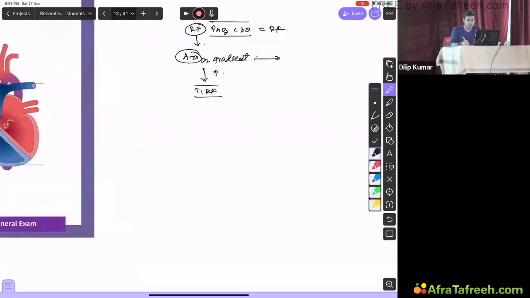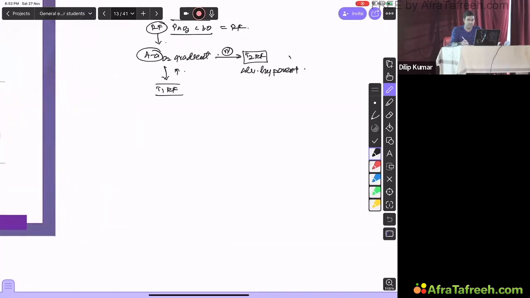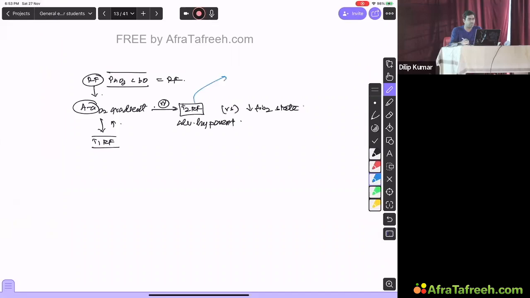If the A-a gradient is normal, there are two possibilities. Either it could be a type 2 respiratory failure, or simply, that's not the correct term, we have to use the term alveolar hypoventilation. Or alternatively, it could be a low FiO2 state. So what is alveolar hypoventilation? It's a type 2 respiratory failure where the patient is either not breathing properly or the tidal volume is not getting delivered properly. It is based on the minute ventilation concept. Whenever minute ventilation is low, your CO2 will start accumulating because you are not breathing properly. That is what we call type 2 respiratory failure or alveolar hypoventilation.